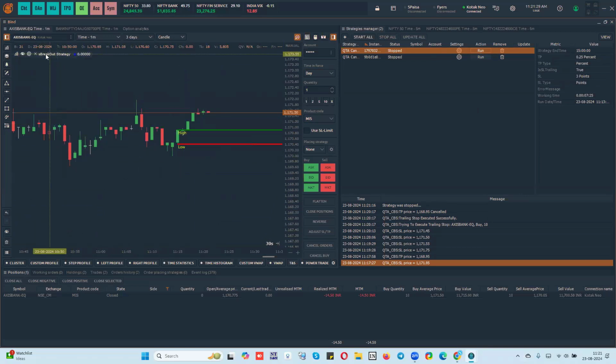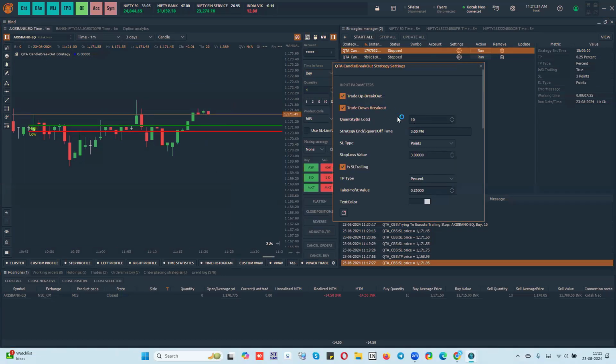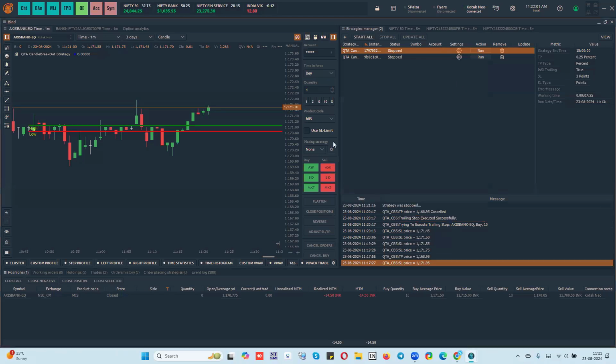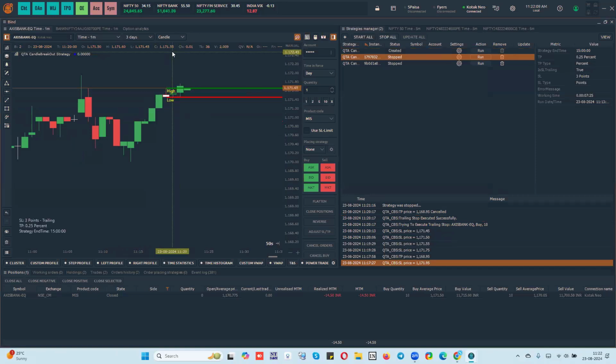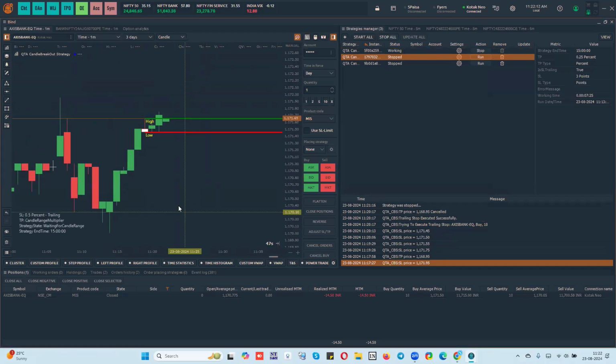Now let me modify the parameters and execute a different strategy. Let's say I will take profit in percentage, say 0.5%, and take profit as candle multiplier, 2x the candle multiplier. So I can choose whichever option I want. Now again, I can go back and select the candle. Let's say I select this candle. To select a candle, you need to click the Control key and select that candle.